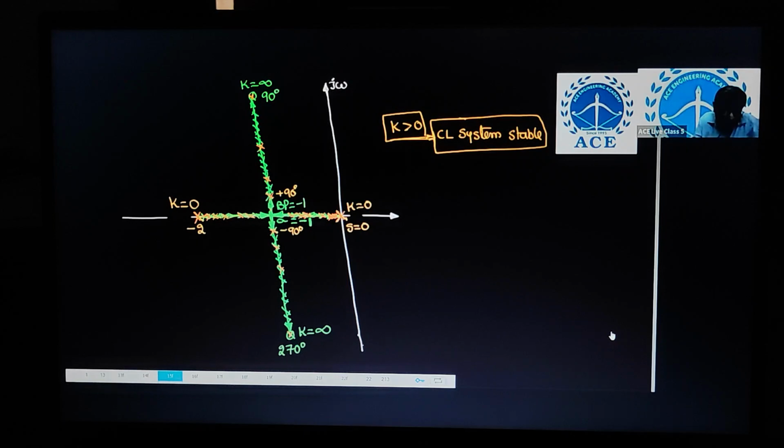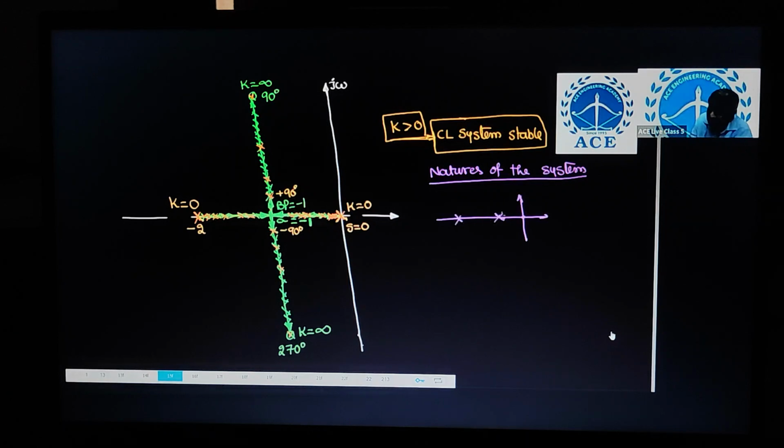What are the different natures the system is having? Natures means undamped, underdamped, critically damped, overdamped natures. Whenever any two poles lie in the left half of the S-plane on the real axis, at different locations, what is the nature? Overdamped nature, theta is greater than 1.